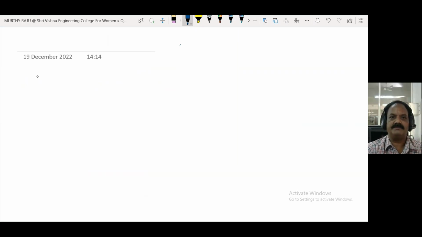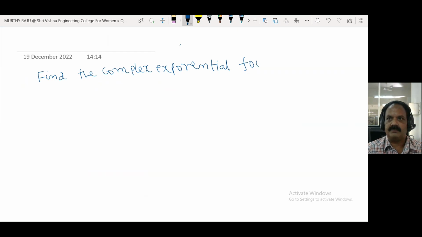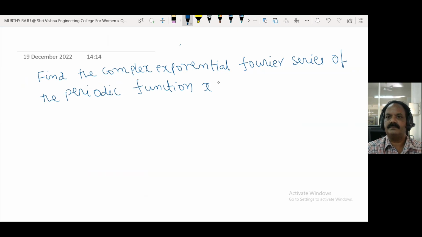In this video, I will explain how to find the complex exponential Fourier series of the periodic function x of t shown in the figure below.